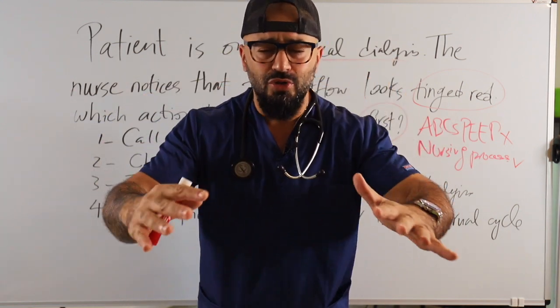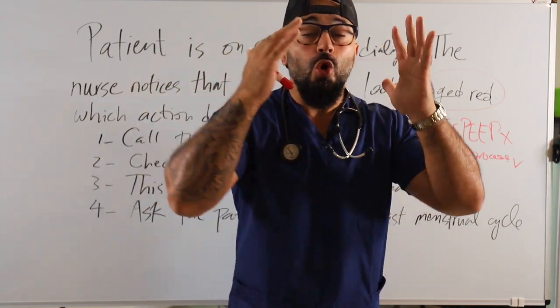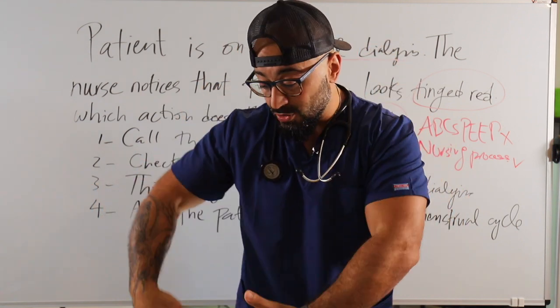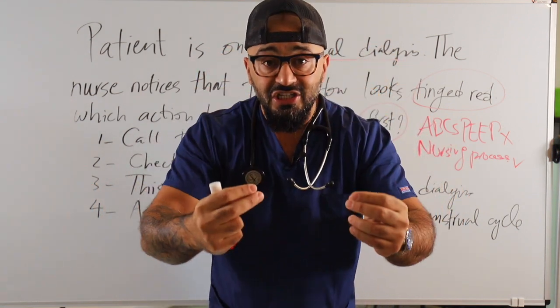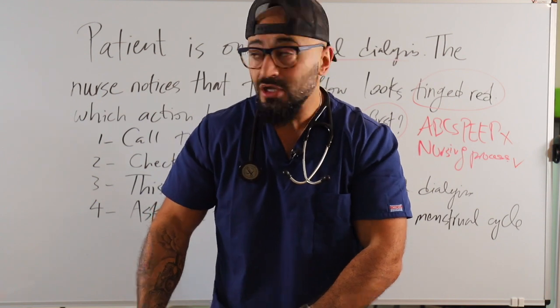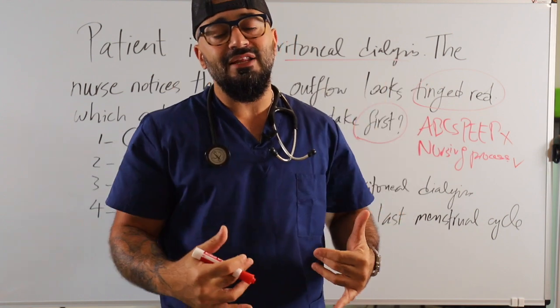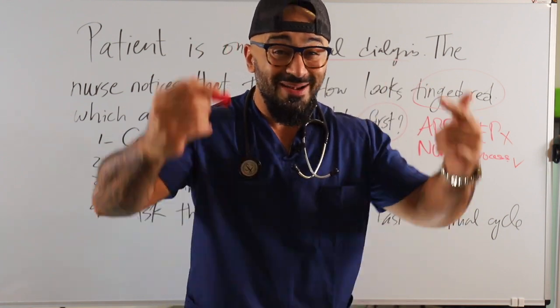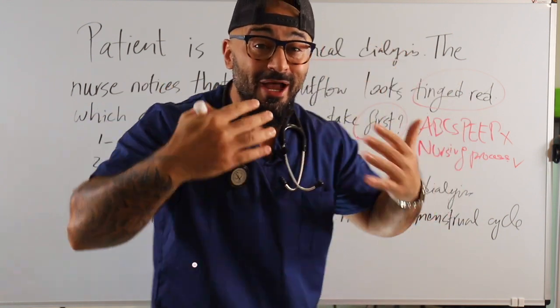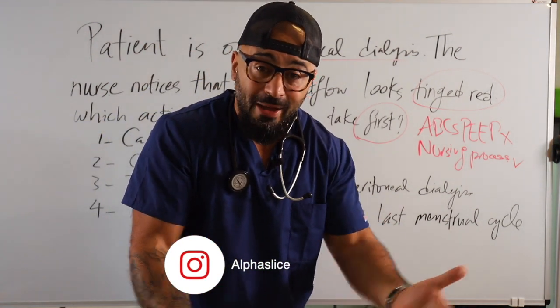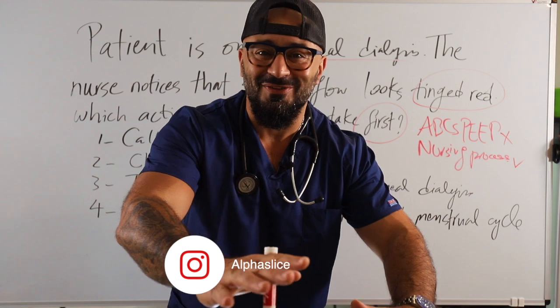So I walked into the room and I saw a patient who is on peritoneal dialysis, right? I saw that in the urine catheter there is red tinged outflow or effluent. Oh my goodness, what am I going to do first? Now I understand the question because I rephrased it in my own words and it makes sense in my head. What am I going to do first? Because it's tinged red, right? Okay, let's go through the options.